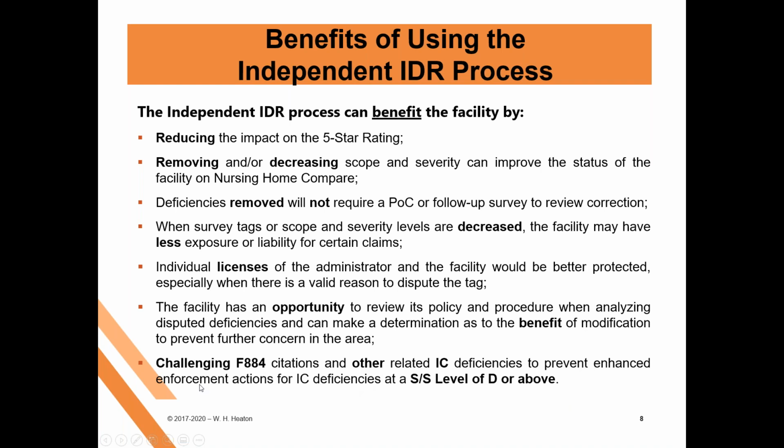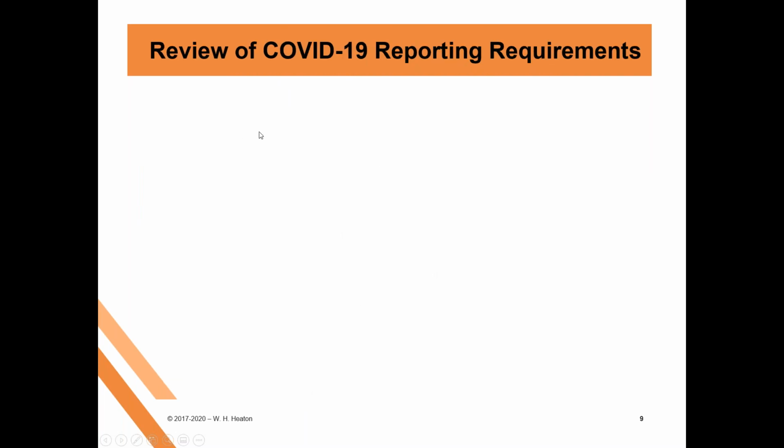But one of the major things that we want to look at today is challenging F884 citations and other related infection control deficiencies to prevent the enhanced enforcement actions for infection control deficiencies. Those enhanced penalties apply at any infection control deficiency at a scope and severity level of D or above. Now, this is not a COVID-19 survey process. These penalties apply to any survey, whether it is a standard, whether it's a complaint. This is going to be the new norm for handling infection control citations. So you want to challenge those as much as you possibly can.